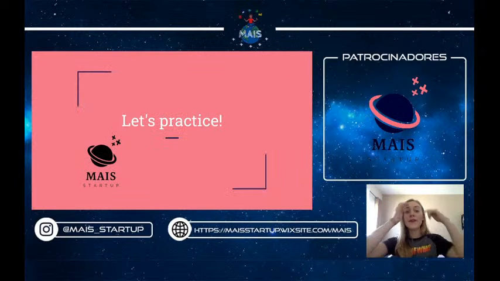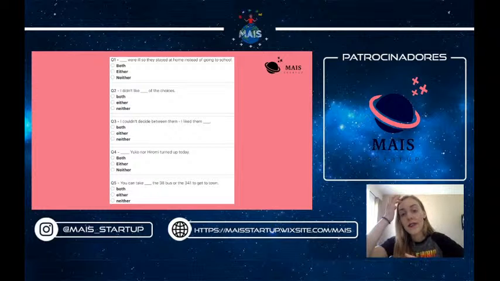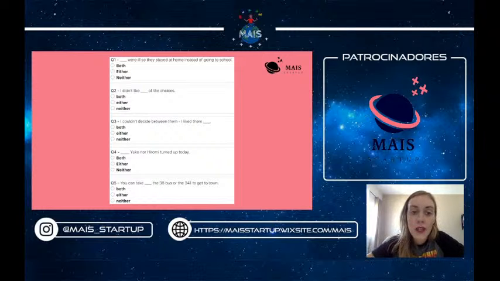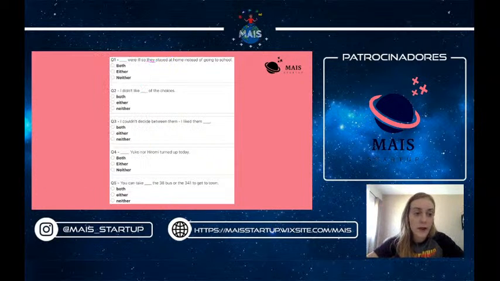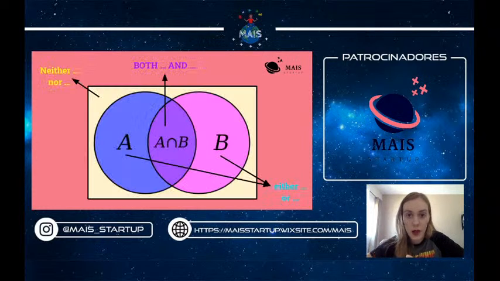Here we have some examples. If you want, you can pause the video and try to answer them by yourself, but I'm going to be helping you out. So here, they were ill, so they stayed at home instead of going to school. One thing I want you to realize is that we use the word they. And since we use the word they, it means that we're talking about more than one person. And between those options that we've seen before, both, neither, or either, which one of them talks about more than one option?